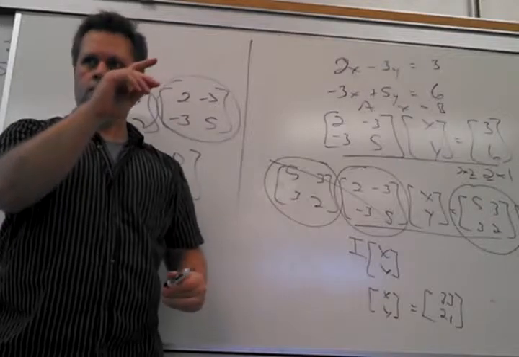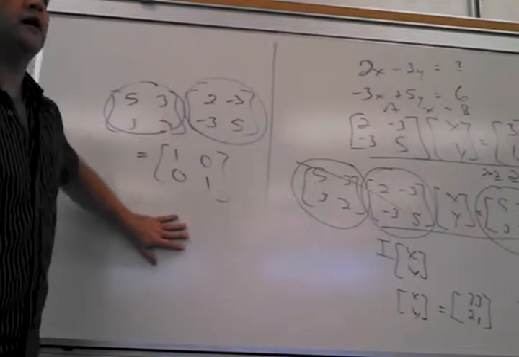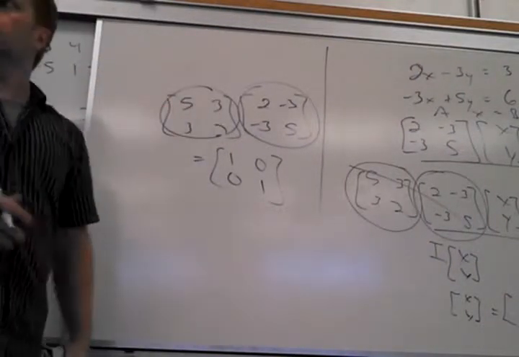We still have to find the inverse. Yeah, exactly. We still have to know how to find it. And so X is 33, Y is 21. Exactly. Cool.